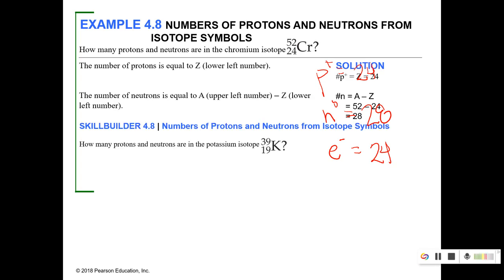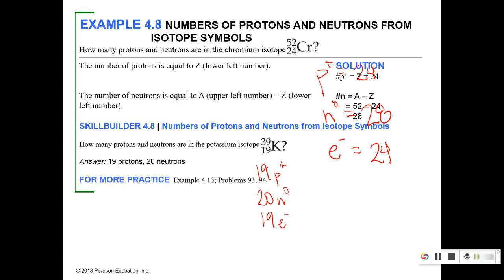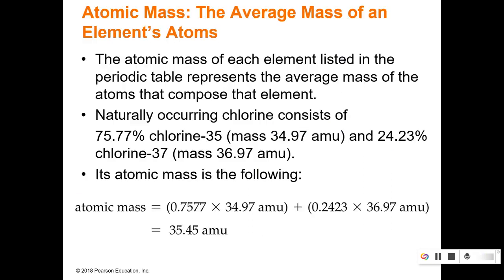All right, let's do the next one. Potassium would have 19 protons, 20 neutrons, and 19 electrons if asked. Okay, you will be filling out a table that has protons, neutrons, electrons, mass number, things like that. It's going to be very important you understand this because it's going to be on your test, both the Chapter 4 test and the 2 through 4 test.